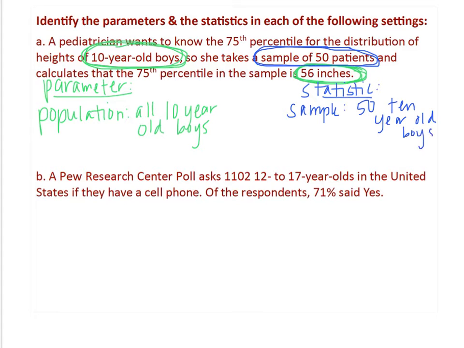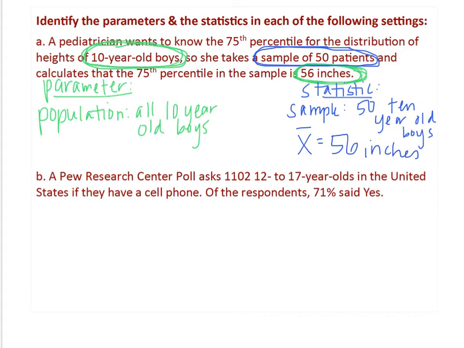Well, then what did I measure about them? What was I looking at? Well, it says they were looking at their height. Height would be a mean. So if I think about the notation for a sample mean, that would be x bar is 56 inches.